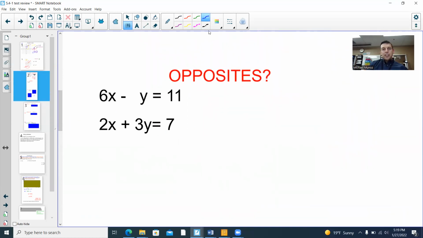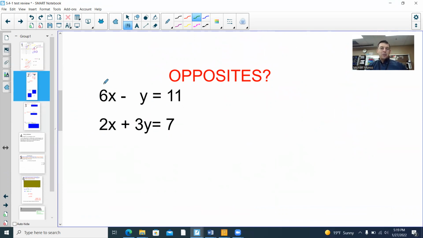I'm not going to work through this entire one because it's the same thing, but remember I want to get opposites. No, actually, I'm going to work through this one because we don't have opposites yet. So that's the first thing to look for. I don't have any opposites, but I can easily make opposites. I can look at my x's and I can look at my y's and I can make opposites. I'll work with my x's.